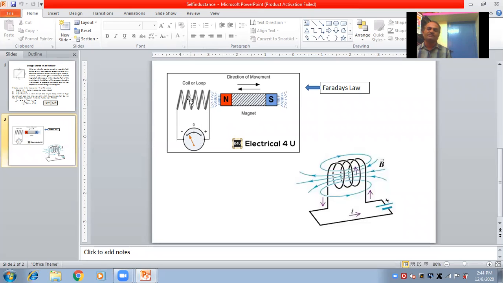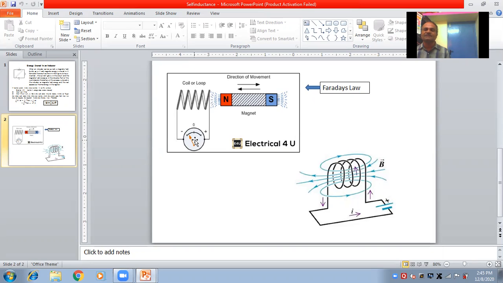So we are changing the amount of flux linked with this coil. How can it be done? You can move this bar magnet either towards the coil or away from the coil. By doing this, you are changing the flux linked with this coil, that leads to induction of some electromotive force in this coil, and that induced EMF generates some current through this circuit, and that is indicated by this ammeter.